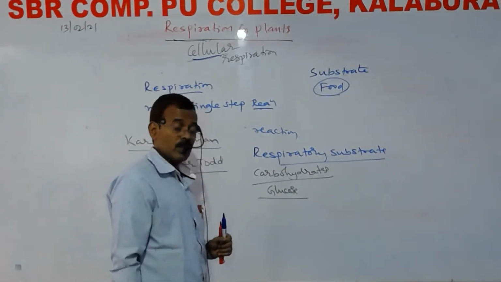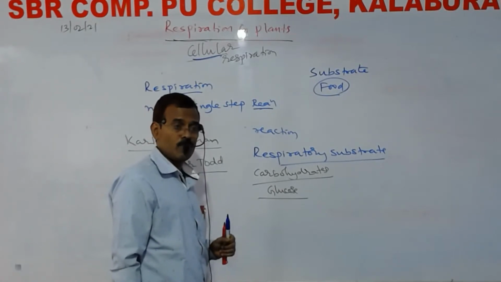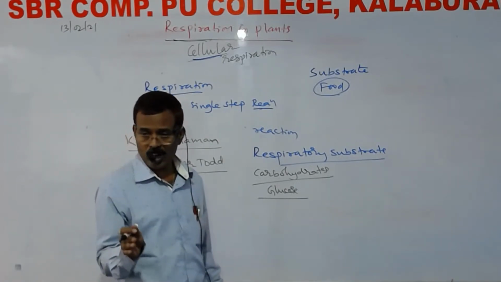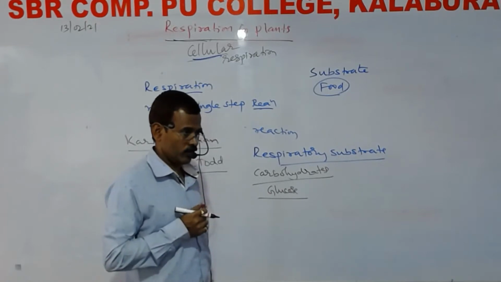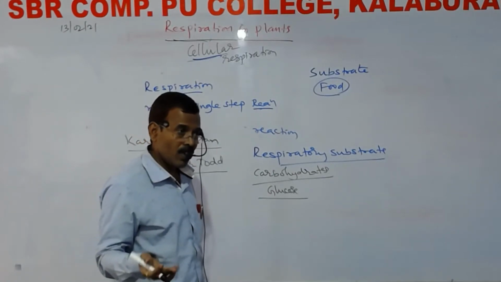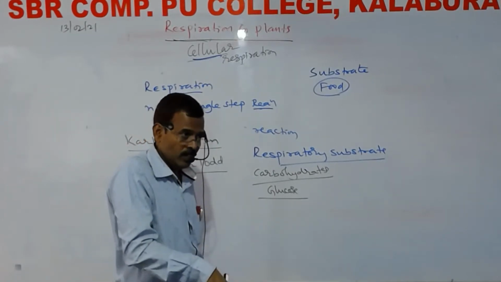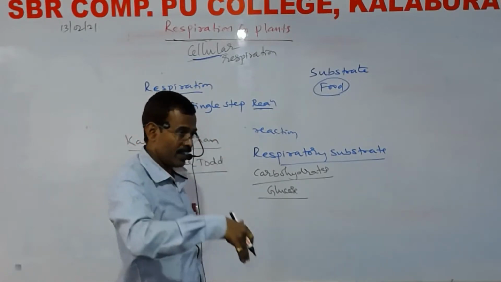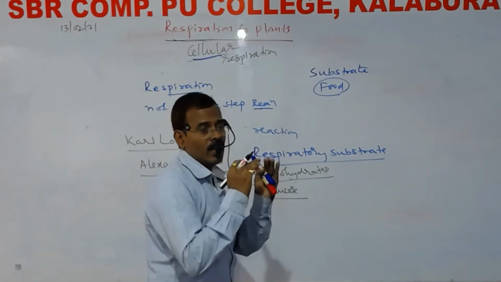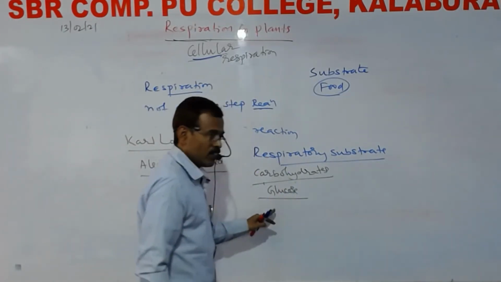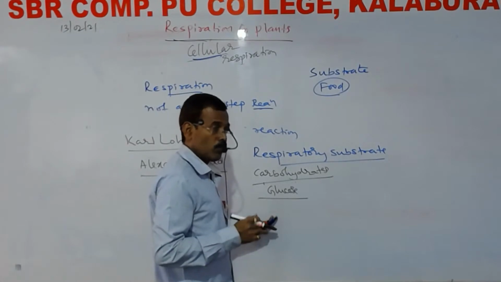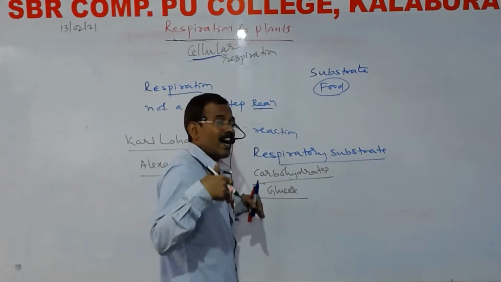If we use complex sugars, these first have to be hydrolyzed into simple ones. Suppose sucrose is there, sucrose has to be broken down into glucose and fructose. If maltose is there, maltose has to be broken down into two molecules of glucose. So after their digestion, simple sugar is formed, and that can be used as a respiratory substrate. So carbohydrates, especially glucose, are the most commonly used respiratory substrate. It is a simple sugar which can be easily broken down. Remember that.